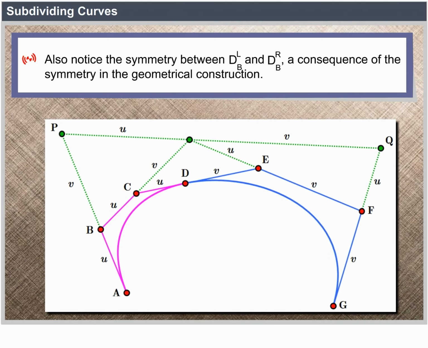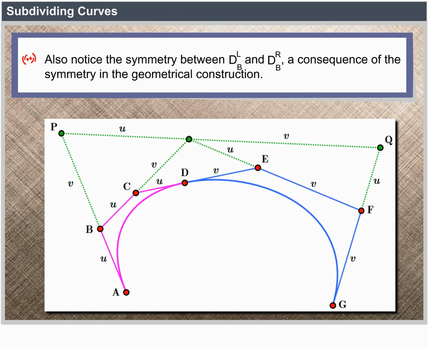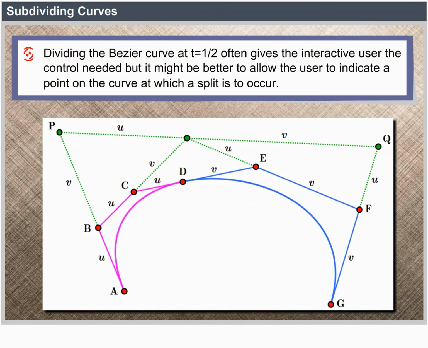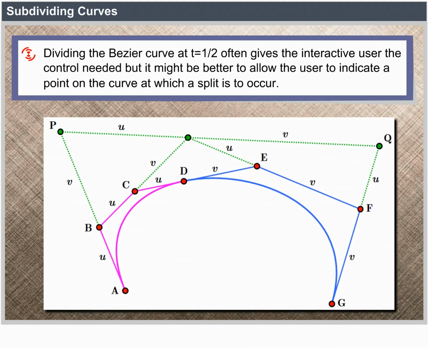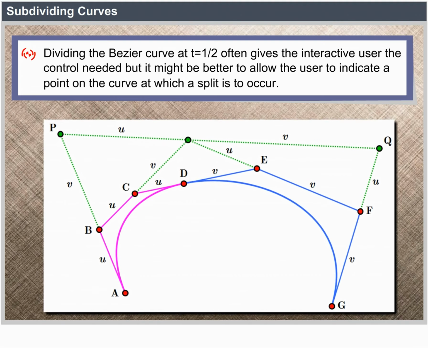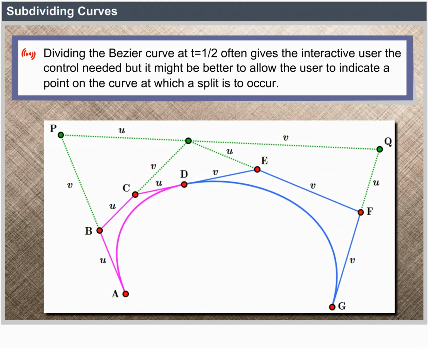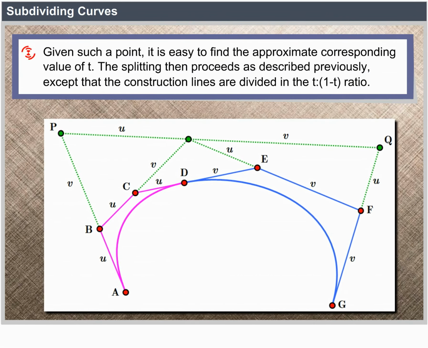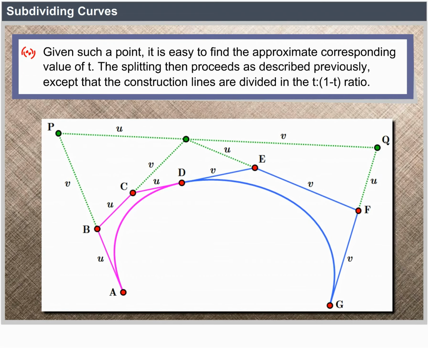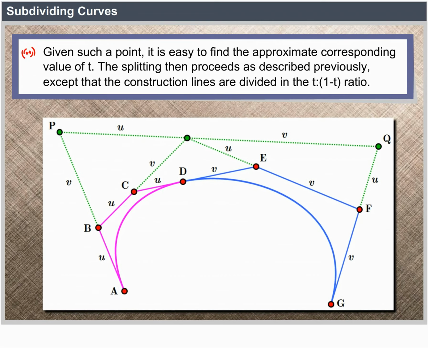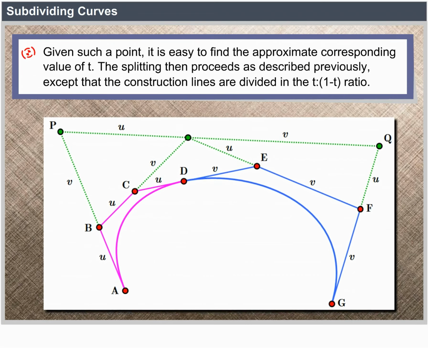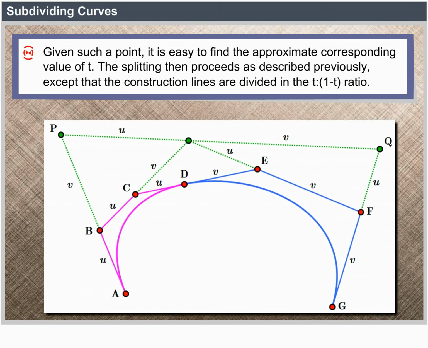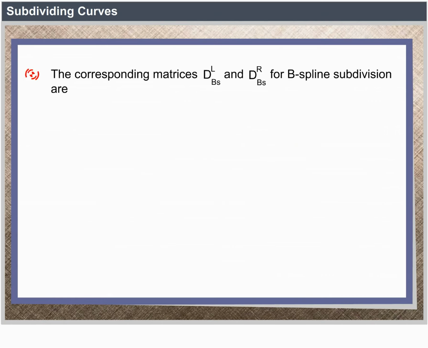Dividing the Bezier curve at t equals 1/2 often gives the interactive user the control needed, but it might be better to allow the user to indicate a point on the curve at which a split is to occur. Given such a point, it is easy to find the approximate corresponding value of t. The splitting then proceeds as described previously, except that the construction lines are divided in the t to 1 minus t ratio. The corresponding matrices DLBS and DRBS for the B-spline subdivision are as shown.